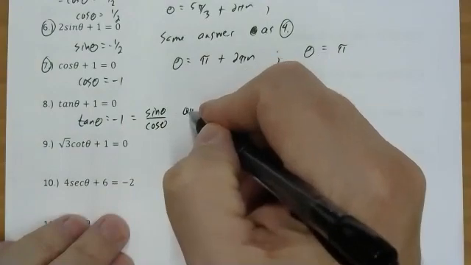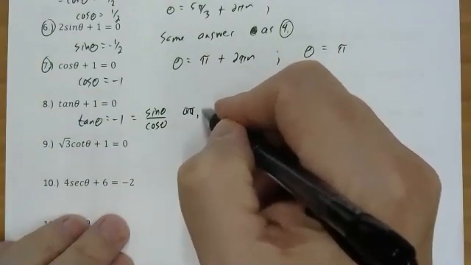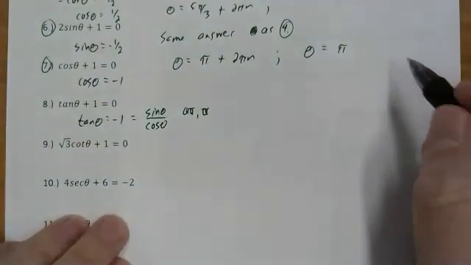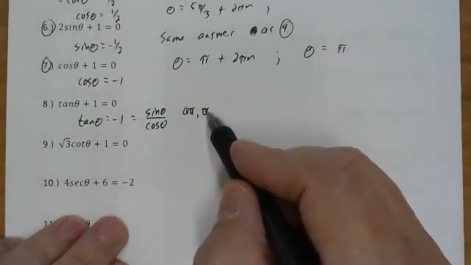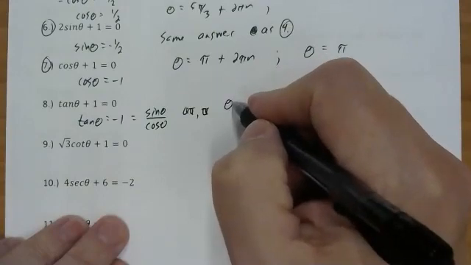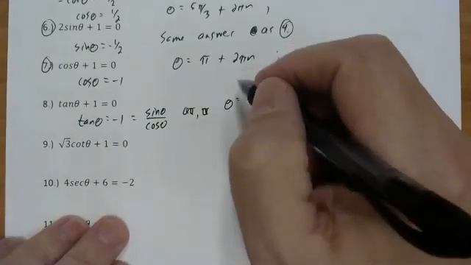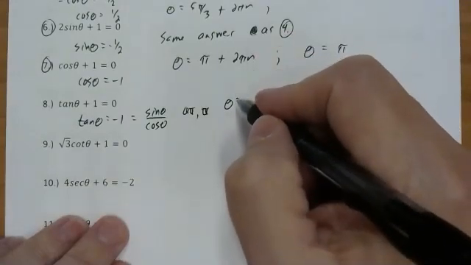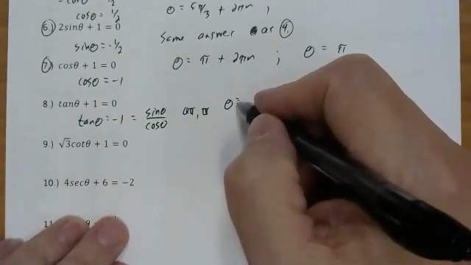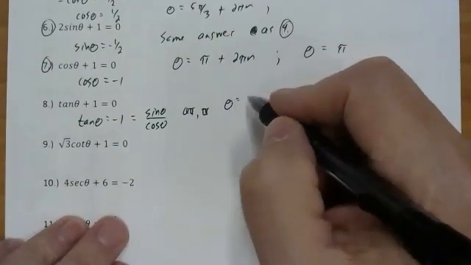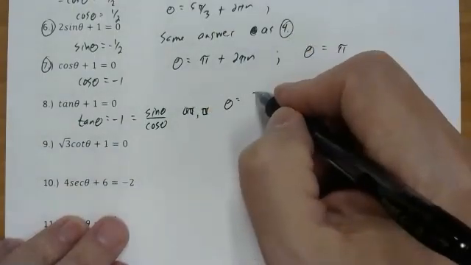And that occurs in quadrants 2 and 4. So now I'm looking for my pi over 4 angles in quadrants 2 and 4. So for the general solution, quadrant 2, it's 3 pi over 4.